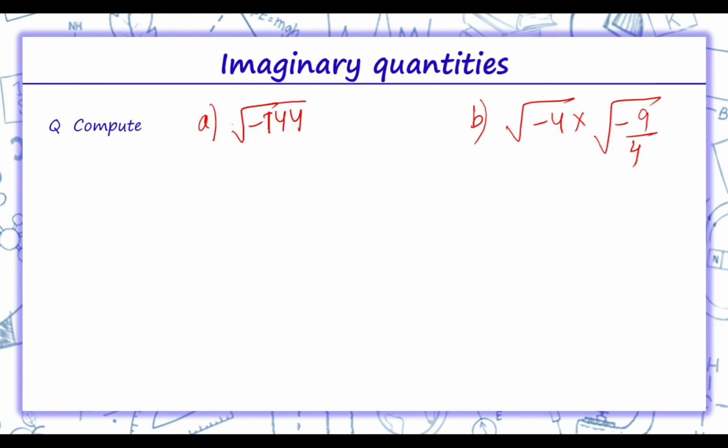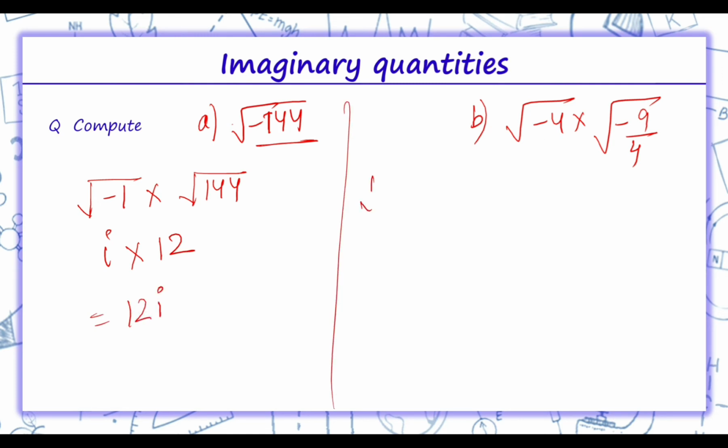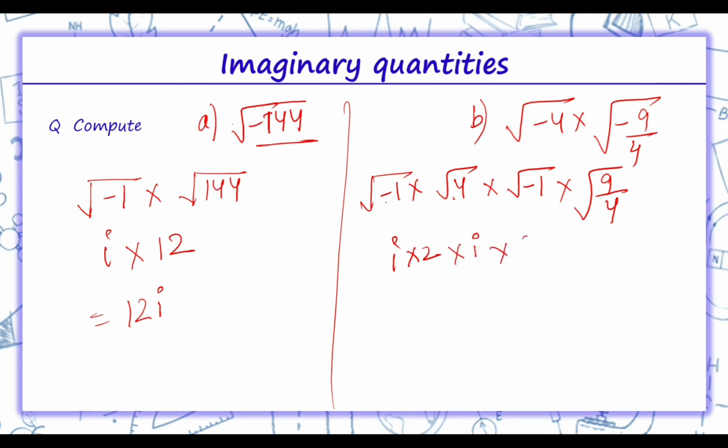Now coming on to the question, we are provided here square root of minus 144. Minus 144 can be written as minus 1 into 144. Square root of minus 1 is i, square root of 144 is 12. So the answer is 12i. Similarly over here, square root of minus 1 into square root of 9 by 4. So this 4 will be written as 2, and this is i into 3 by 2. Here again, 2 got cancelled, 3i square will be written as minus 3. So the answer is minus 3.